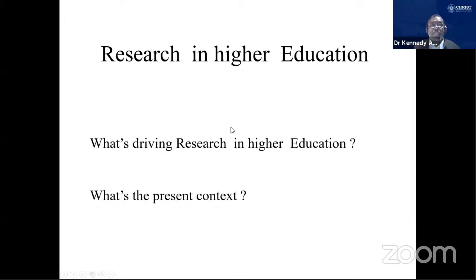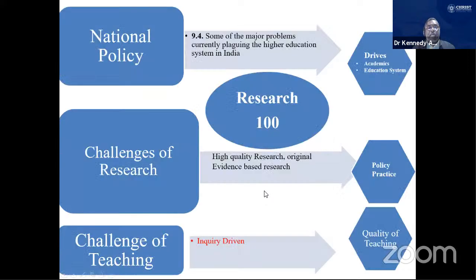Now, having said that, we need to look at research, what's driving research in higher education, and what the present context is. Drawing from the national policy, if you look at the higher education section, Part 2, chapters 9 to 19, the whole policy talks about how we need to conceptualize the future of higher education in India. I'm not going into the nuances because a lot of discussions have already happened in almost all the colleges and in almost every state about the implications and the practical implementation of the national policy.